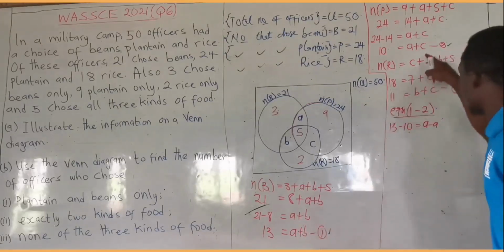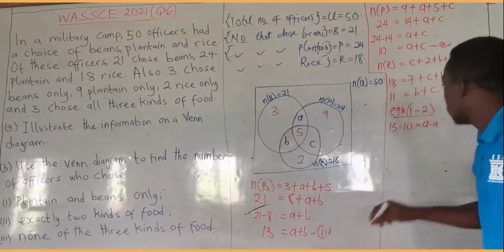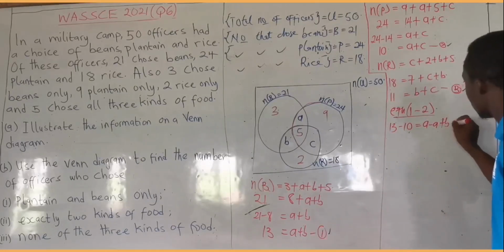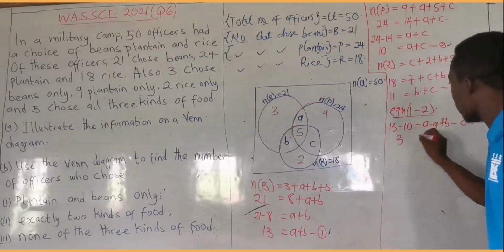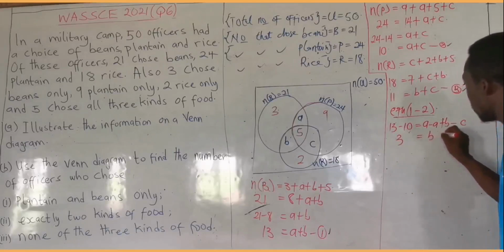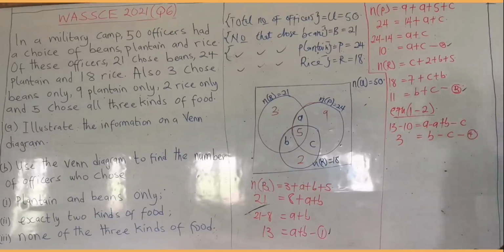And I'll do the same for B and C. So I'll subtract C from B. So we have plus B minus C. Here I'm left with 3, and here I'm left with B minus C. So this will give me equation 4. I believe that is clear.